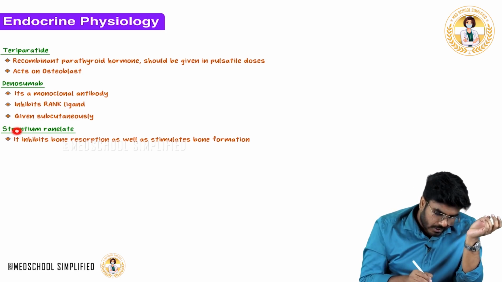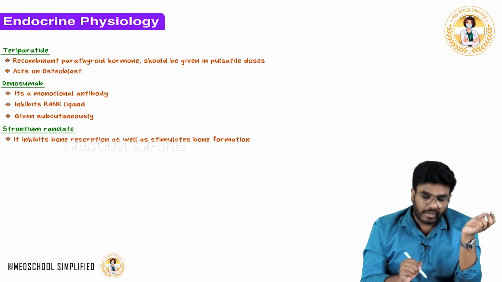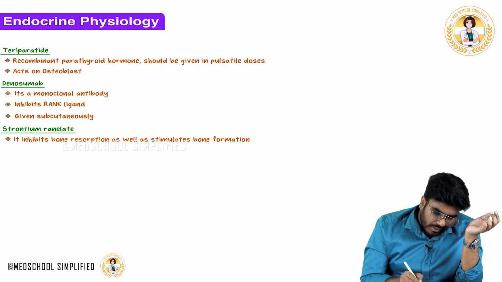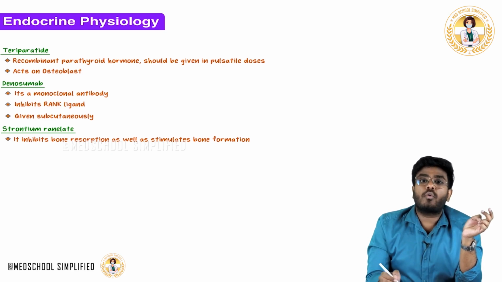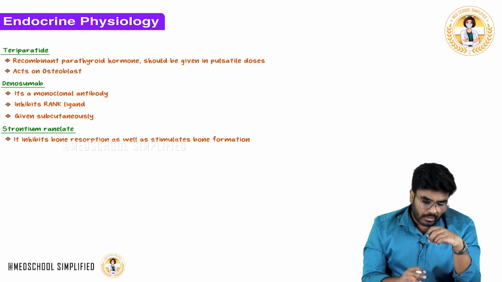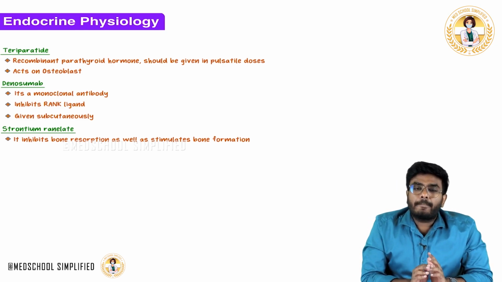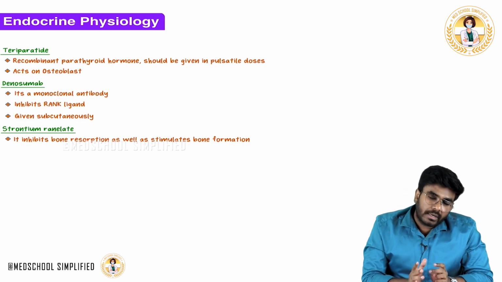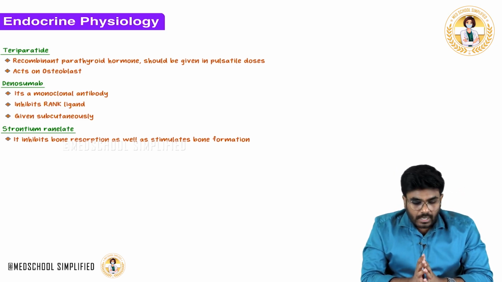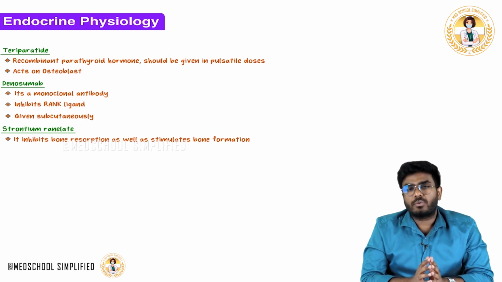It's strontium ranelate. So what will strontium ranelate do? It inhibits bone resorption as well as stimulates bone formation. That is, inhibiting the osteoclast and stimulating the osteoblasts. So with this, we have also discussed the topic of calcium homeostasis, the hormones which regulate the calcium levels in the plasma, and also the small topic of osteoporosis and the drugs used in its treatment.